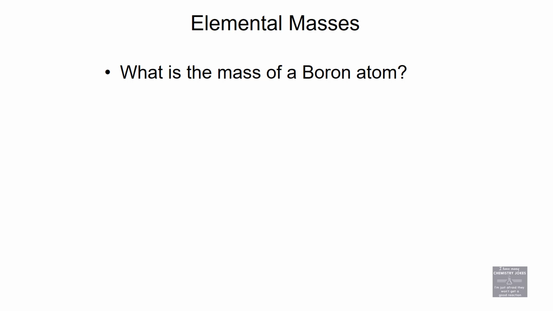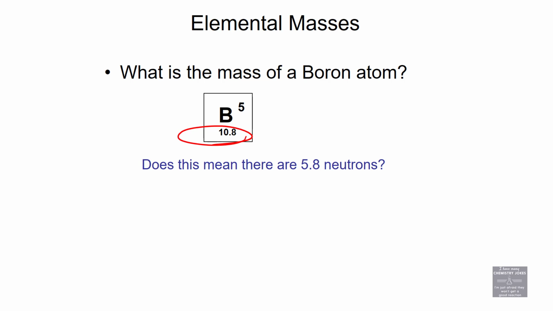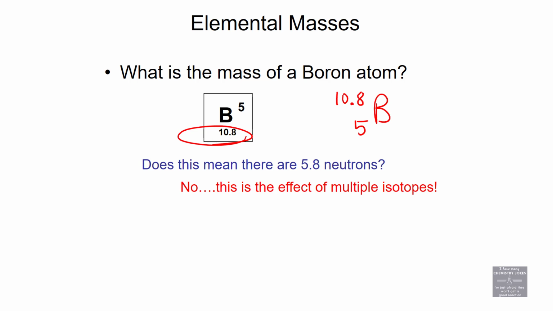So in the last video, there's something that we mentioned but also sort of neglected. What is the mass of a boron atom? Well, if you look at the periodic table, the bottom of the periodic table says 10.8. Does that mean that boron has 5.8 neutrons? Would we write it like this? No way! This is the effect of multiple isotopes that naturally exist for boron.